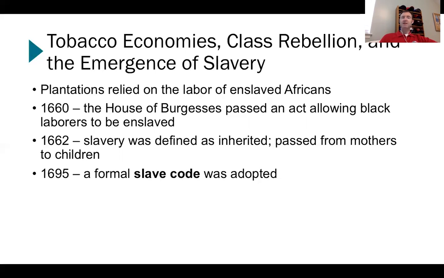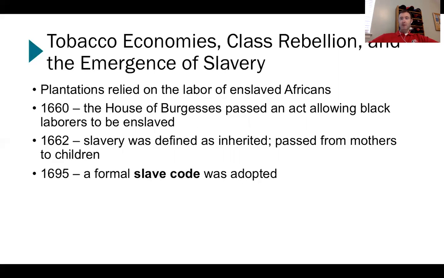1662, slavery was defined as inherited. So if you have a child, obviously, according to that, your children would actually be enslaved. You all probably have heard the stories about the slave auctions and sales and things like that at different places. If you ever go to Charleston, South Carolina, you can visit those areas that used to be, of course. Very important to keep in mind. 1695, a formal slave code was adopted.